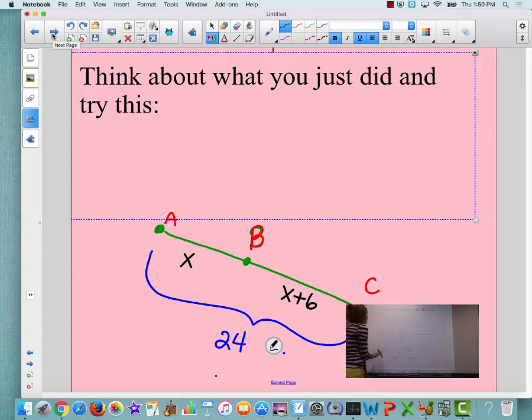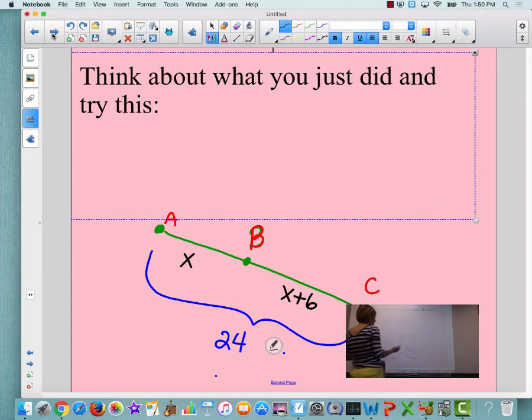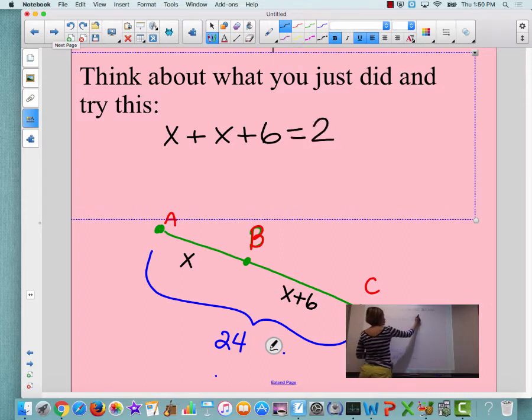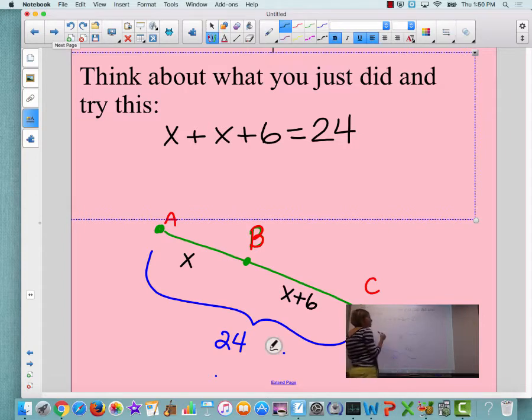Now we're going to look at this example. I gave you a segment, A, B, and C, and I said that this piece of the segment from A to B was x, and this piece of the segment was x plus 6, and then the whole segment was 24. Well, I can actually just take the two parts and add them together and set them equal to the whole. So x plus x plus 6 is equal to 24. It gives us an algebraic way of adding segments together, giving us the whole segment. All right, so now I'm going to solve.